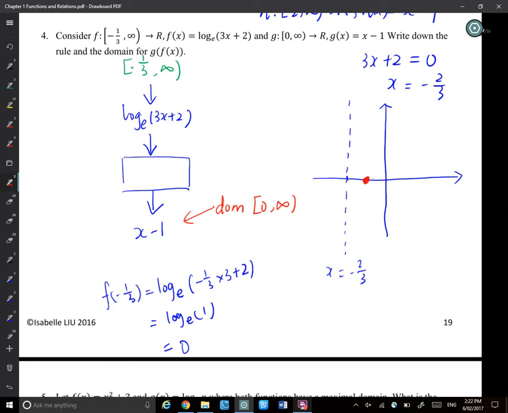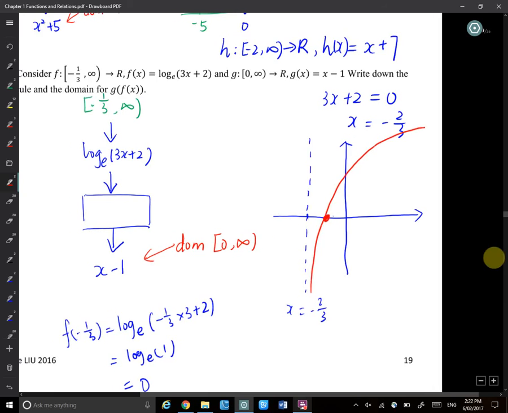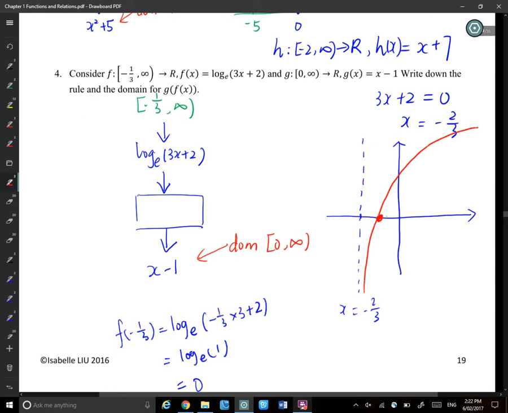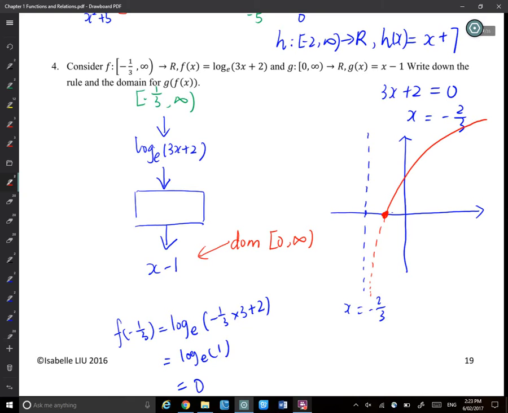And the graph should look like this. That's a log function, but the start point is -1/3, so I only have this part of the graph, and I don't have the part here. You shouldn't draw the dashed lines, but I want to show you what the full graph looks like. So you start from -1/3 to infinity. See this graph? What's the range for f? 0 to infinity, or R plus union 0.